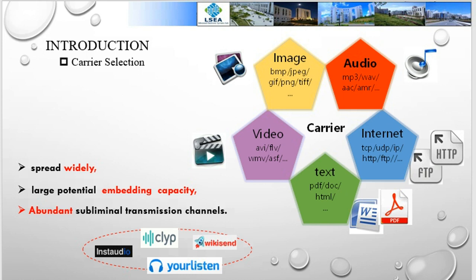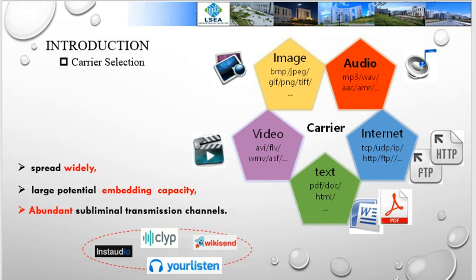Next, the potential embedding capacity of audio is larger. For example, a wave audio of four minutes duration can be 40 megabits in size. So the potential embedding capacity is larger compared to the image.